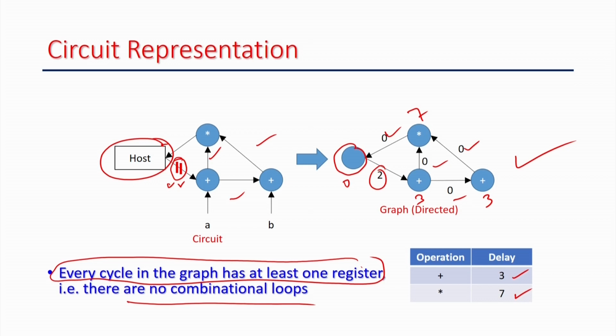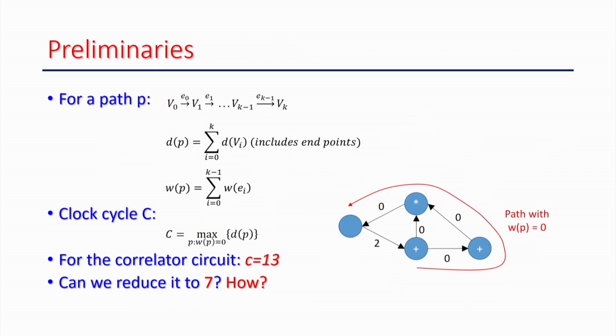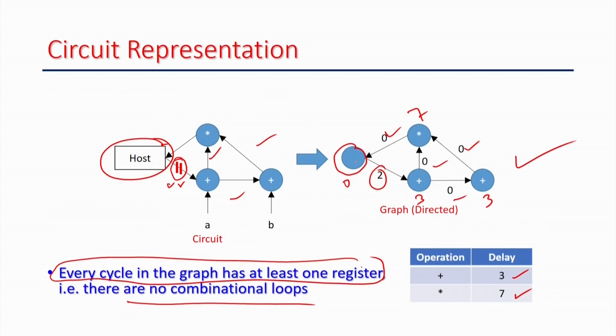So, that should be there in the graph. Okay. So, this is how we are going to represent the circuit using a graph. Now, we are going to talk about this path. A path is nothing but a sequence of transitions. So, this is a path, or from this node this may be a path. So, a path is a sequence of transitions.